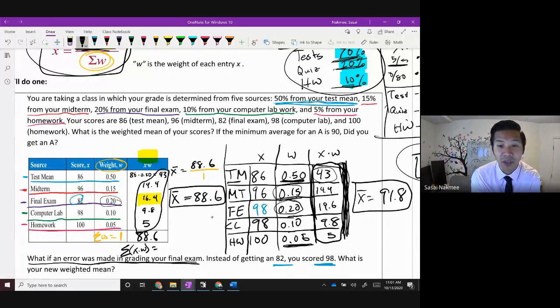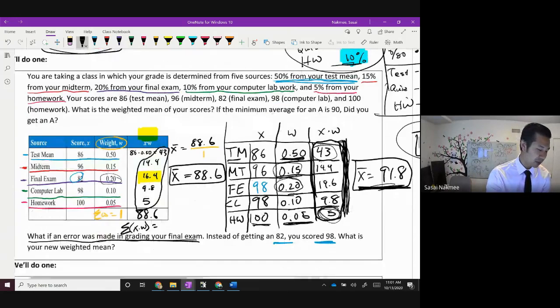The homework is worth only 5% of the grade. Since he did all his homework, he earned all 5% to get added into that final grade. So if he didn't do his homework, I would subtract 5% from this, and it would be his final grade without that 5%. Okay? Anyways, that's the average for your new weighted mean.